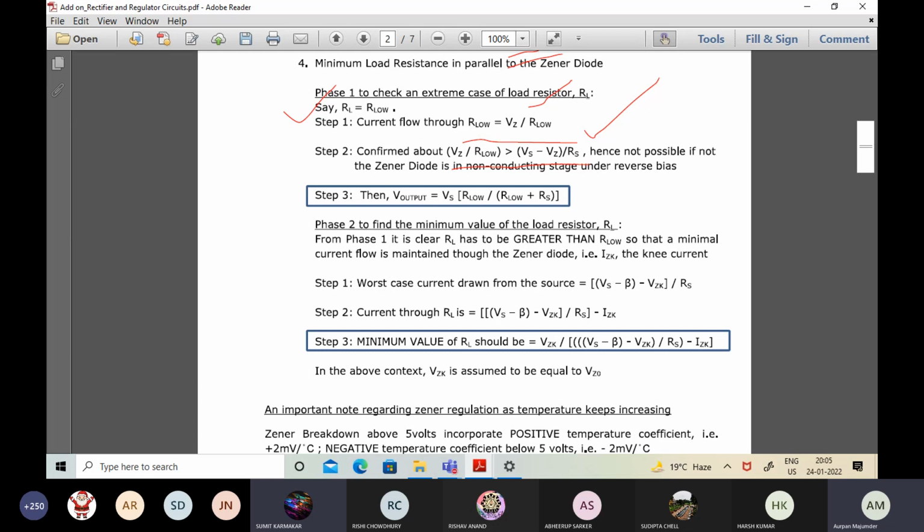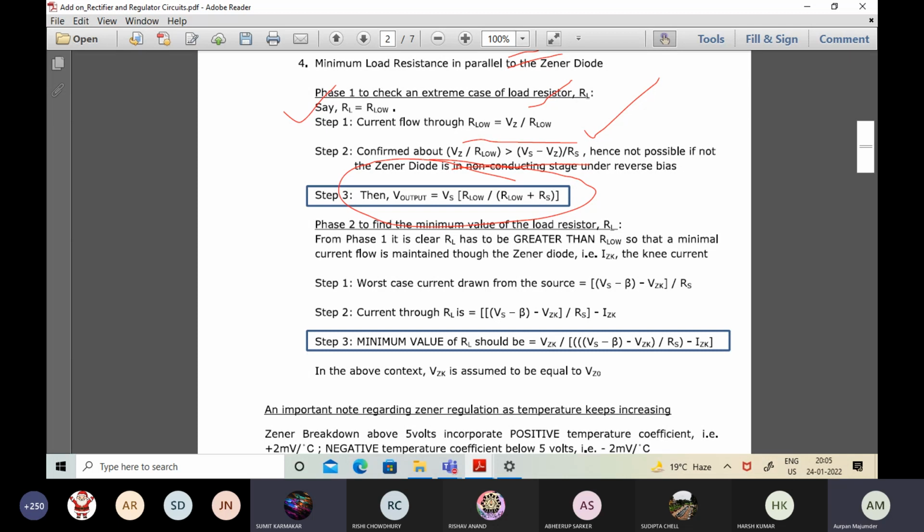So in that case, if the Zener becomes non-conducting, the output voltage is simply given by the voltage divider rule: R low by R low plus Rs into Vs. The Zener diode is out of the picture. No regulation, nothing. There is no regulation at all. The entire regulation has failed.